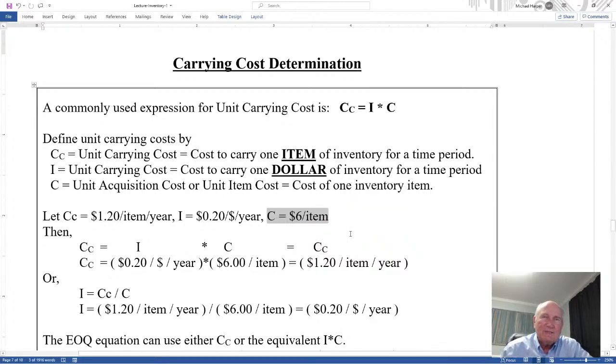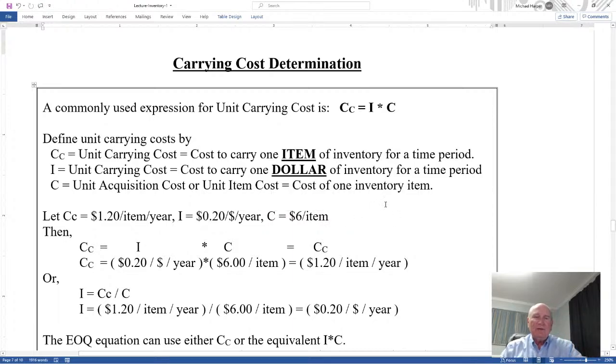Okay, suppose it costs me $1.20 to carry that item over a year. And look at your whole carrying cost, look at your average inventory. You take your inventory cost, divide by the items, as cost per item. But then how much is that per dollar? Well, if C sub C is 1.20, and C is 6, what is I? Well, it's 1.20 divided by 6. So it's going to be 20 cents per dollar.